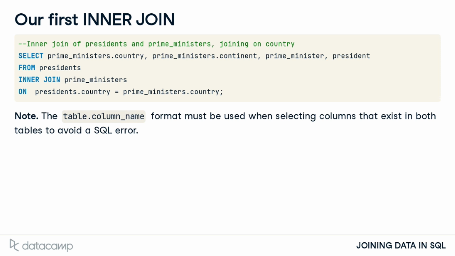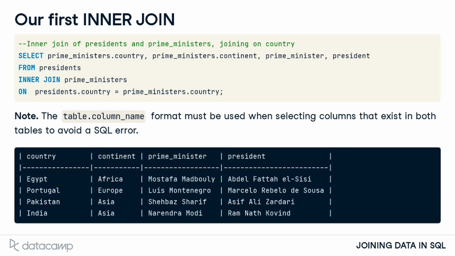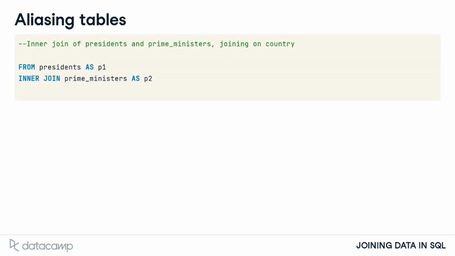When selecting columns that exist in both tables, such as country and continent, the table.column_name format must be used to avoid a SQL error. The result of our query is displayed. 4 countries in our database have both presidents and prime ministers. In our inner join, we've had to type out president and prime minister several times.